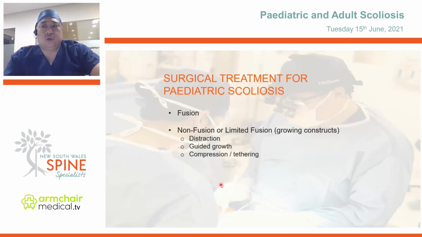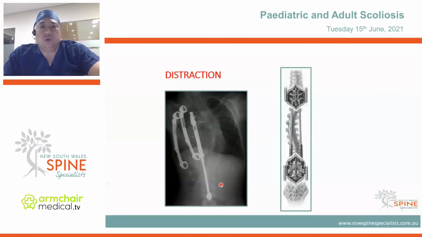Once the curve reaches the surgical threshold, which is usually between 40 and 50 degrees, then we start talking about surgical treatment for pediatric scoliosis. And there are different types of treatment, either fusion or limited or non-fusion techniques. In young patients we really don't want to fuse their whole spine too young, because they need a certain volume in their chest to allow lung development and alveoli development. So there are different techniques that we use.